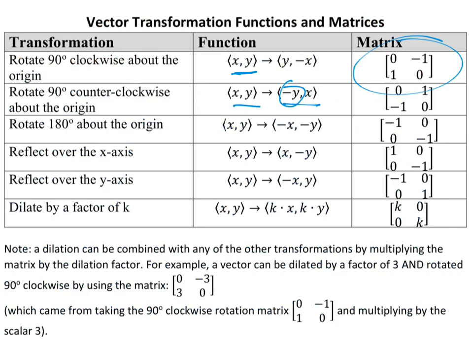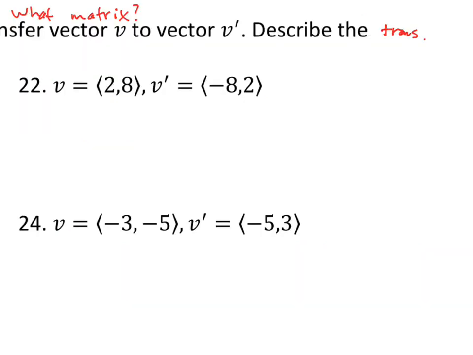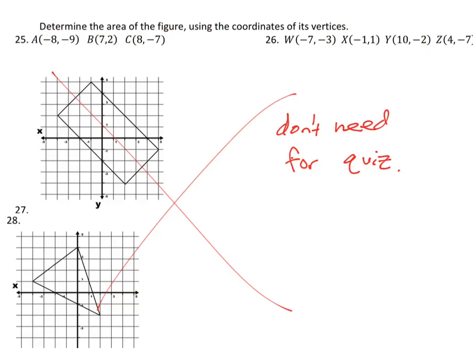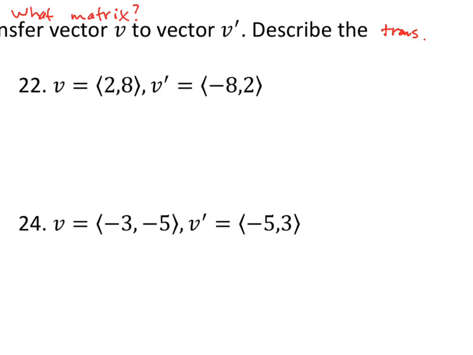Let's jump to the last section you need to be able to do, just so you know. The bottom section you do not need to be able to do for your quiz. This last one here, you need to figure out what matrix makes this vector end up looking like this, and we're going to also describe the transformation. So right here, you look at it and be as observant as you can. We got these x, y coordinates, and how do they change at the end?